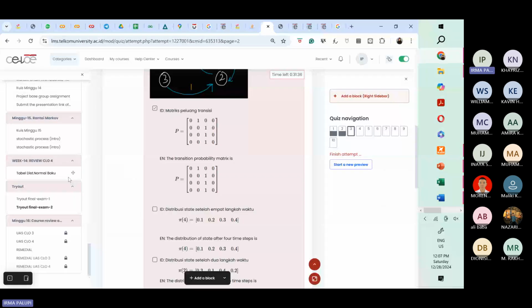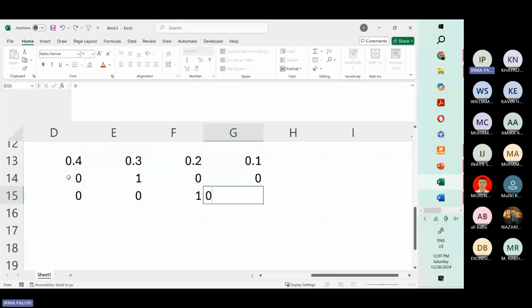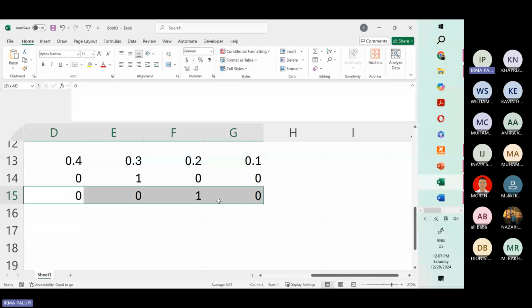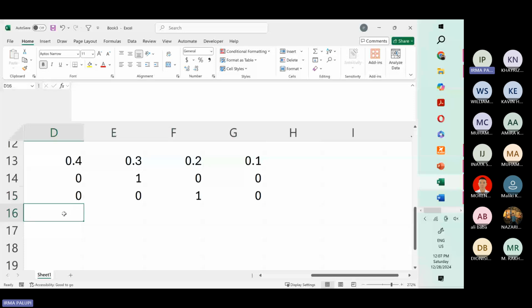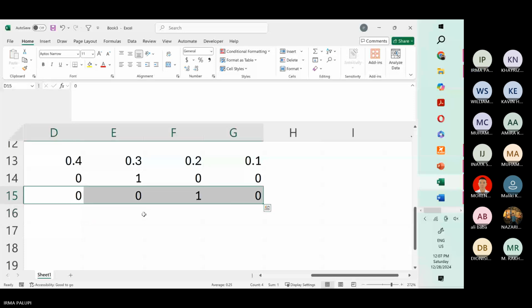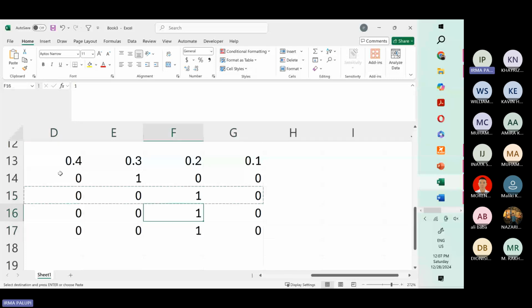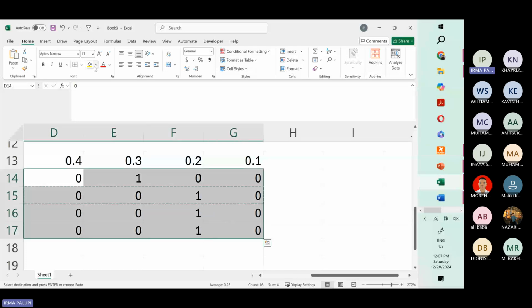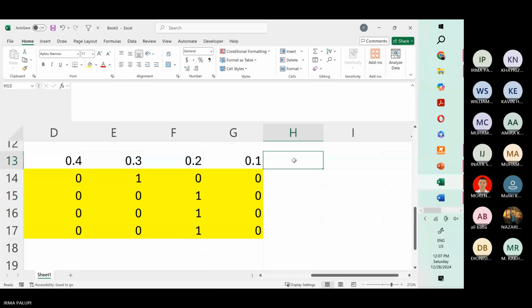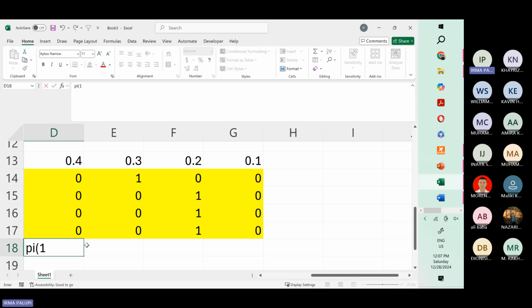Second row is 0, 0, 1, 0. This is the same for the next row. Row 3 and row 4. So this is the matrix, right? So we need to find what mode. This is the pi, the answer for pi 1.